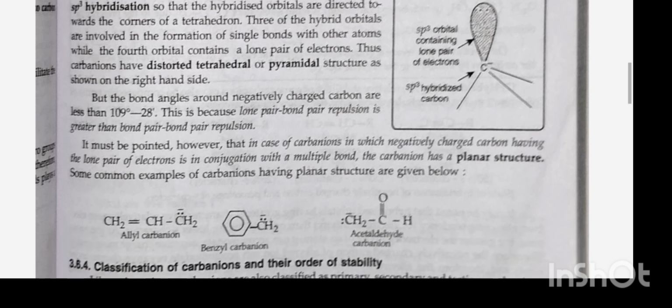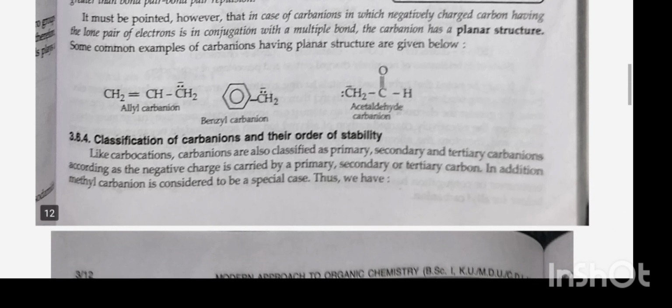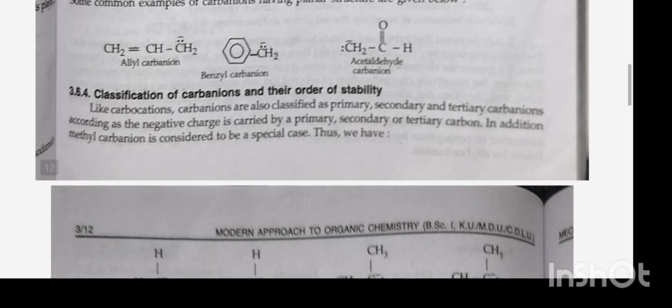It must be pointed out, however, that in the case of a carbanion in which the negatively charged carbon having the lone pair of electrons is in conjugation with a multiple bond, the carbanion has a planar structure. Some common examples of carbanions having planar structure are given below: allylic carbanion, benzyl carbanion, acetaldehyde carbanion.